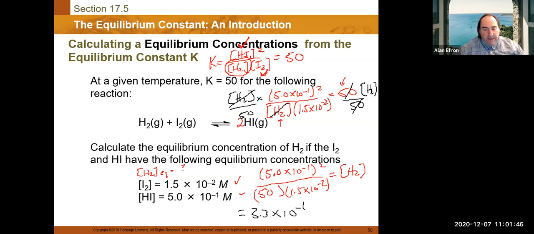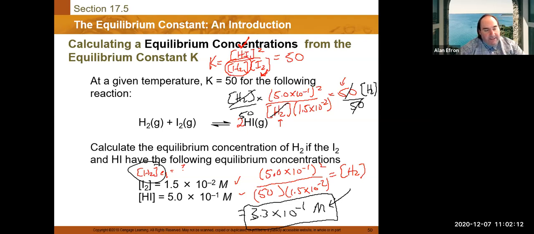Now, because this is a concentration of H2, we do need the units of molarity. It would be the same units as everybody else. So this is not a K value that we're solving for here, but it is a concentration, and it does need the units. And again, it would be the same units as everybody else. Any questions on that part there?